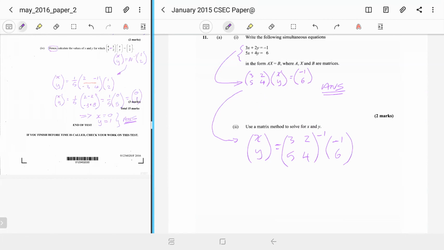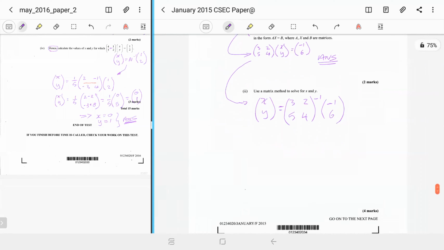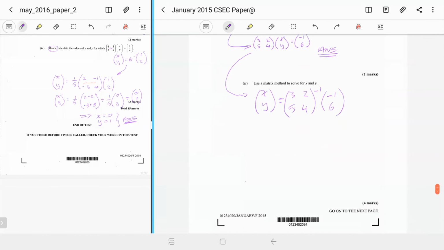Do you understand that so far? I'm going to work it out now. Good. So this equals 1 over the determinant. What's the determinant? This product minus this product. So the leading diagonal product is 12, minus the following diagonal product, which is 10.